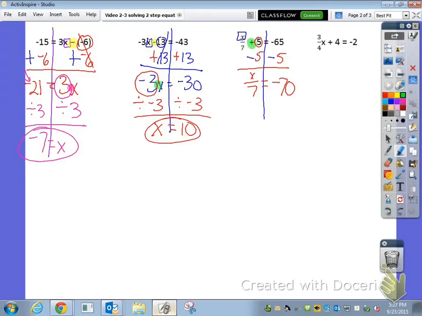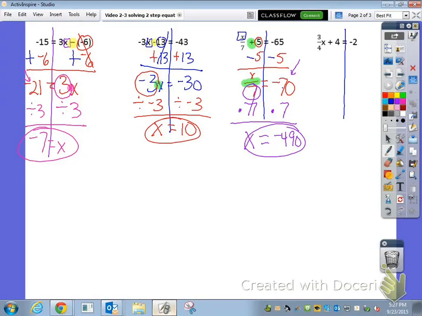Now look for multiplication and division. It's division. What's the opposite of dividing? The opposite of dividing is to multiply. So you multiply by what's by the variable, so that's 7. So these cancel out, I've got x equals, and you're going to punch in negative 70 times 7, which is negative 490. Okay, same steps over and over and over.